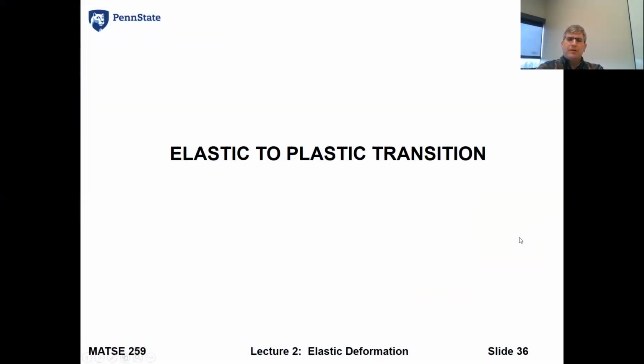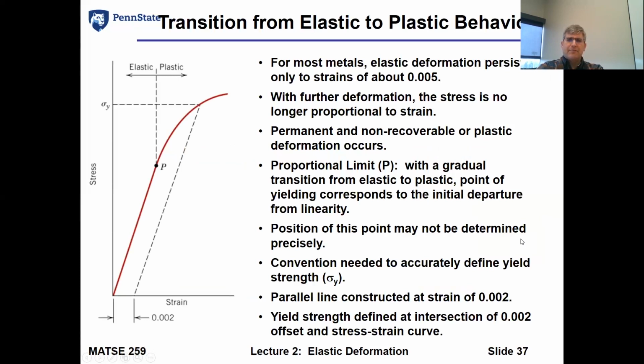Let's move on a little more into the meat of what we wanted to cover in this lecture. And let's start with the elastic to plastic deformation. As we look at this transition, we had talked in the previous lecture about this linear portion. We concentrated on that, where we had Hooke's law, and if we applied a load to a material and it strained within this area, it would return to its original shape.